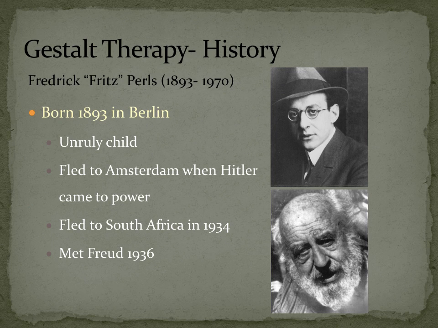So let's take a quick look at the background of Perls. Born in 1893 in Berlin. So we see here again where an important theorist, part of their theory is based in their personal response to Hitler in World War II. So Perls, born in Germany, fled Germany when Hitler came to power with his family. Met Freud in 1936, and so also has ties to that psychoanalytic school.